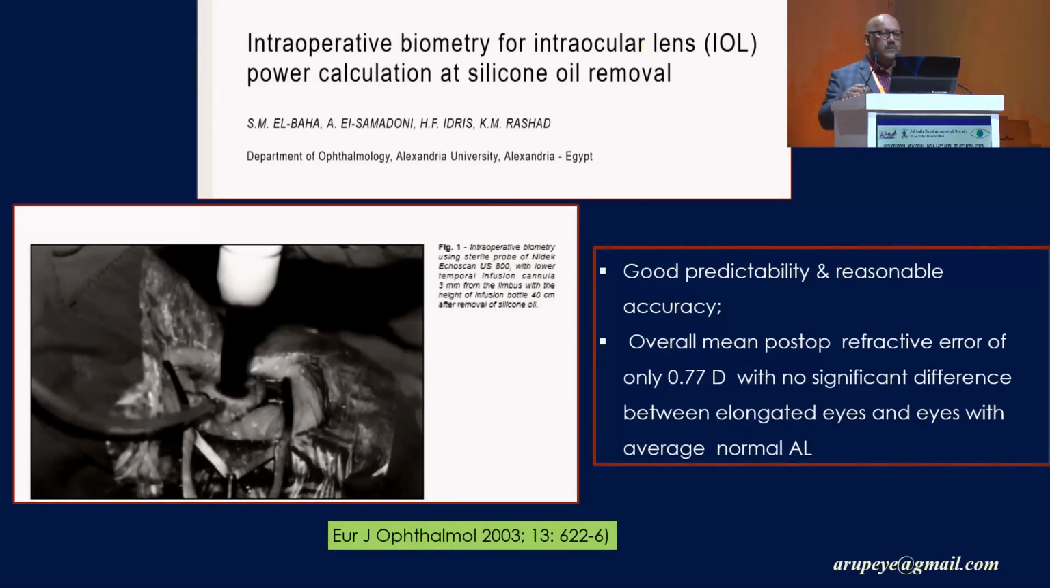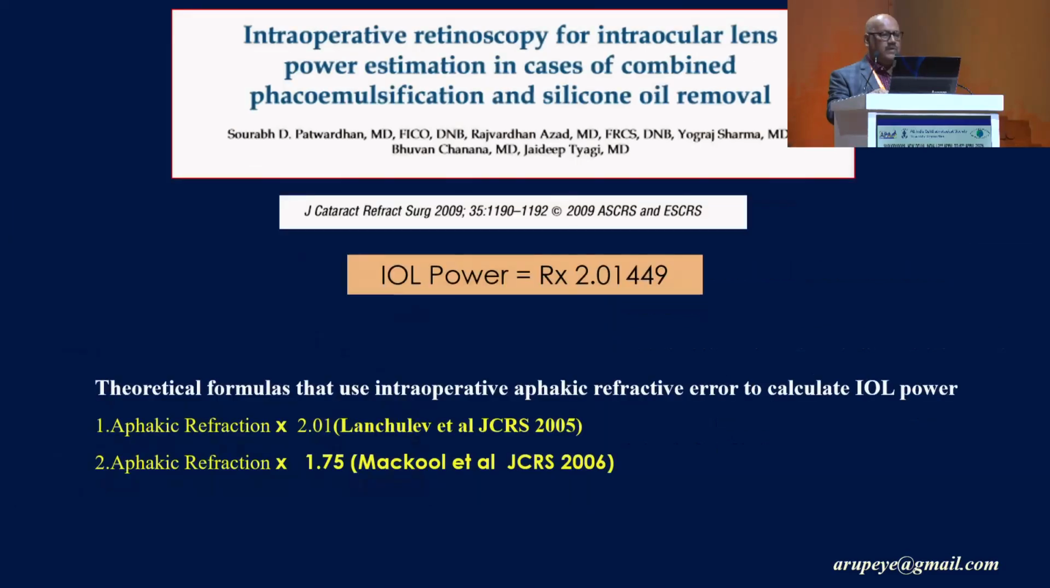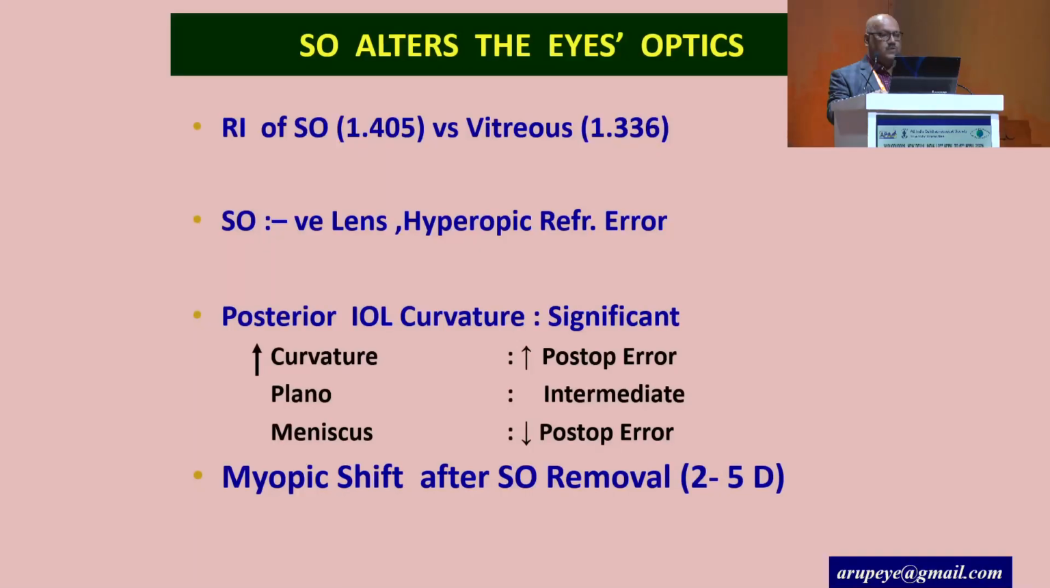Say, for example, after the silicone oil removal, intraoperative biometry can be done after pressurizing the globe with an infusion, and the results seem to have been pretty accurate. I don't have any personal experience, but that is one of the options. The second option would be, after the cataract surgery, to perform an intraoperative retinoscopy, and then use these formulas to calculate the intraocular lens power to be used for these patients.